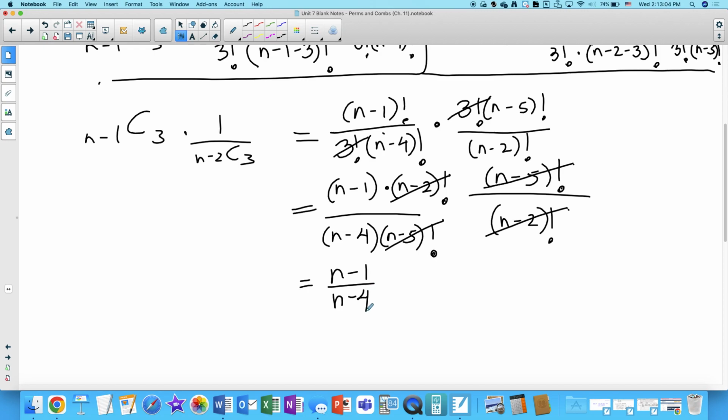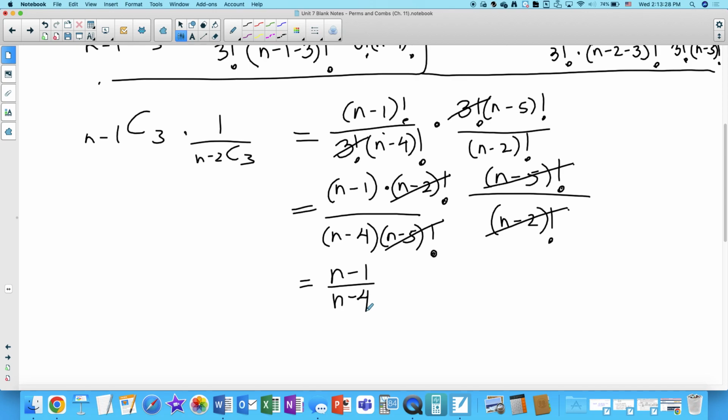Yes? How did n minus 1 factorial become n minus 1 times n minus 2 factorial? Well, it's like saying 8 factorial is equal to 8 times 7 factorial. But isn't that going down the way you would? So it is going down because n minus 2 is smaller than n minus 1. Right? Yeah. I know it's kind of tricky.